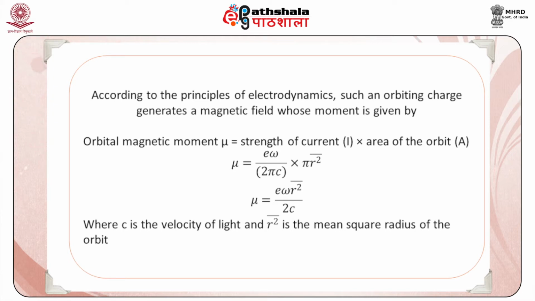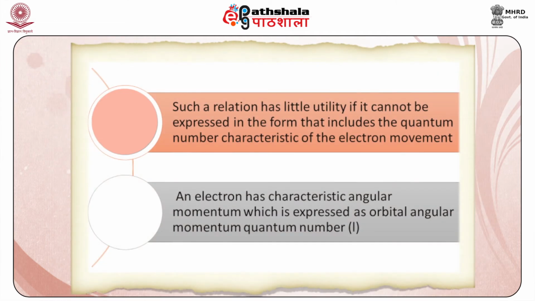According to the principles of electrodynamics, such an orbiting charge generates a magnetic field whose moment is given by the orbital magnetic moment mu equals the strength of current I into the area of the orbit A. Then mu becomes e omega upon 2 pi c into pi r square, which becomes e omega r square upon 2c, where c is the velocity of light and r square is the mean square radius of the orbit. Such a relation has little utility if it cannot be expressed in a form that includes the quantum number characteristic of the electron moment.